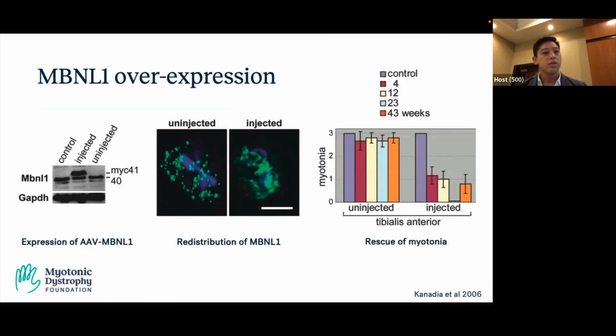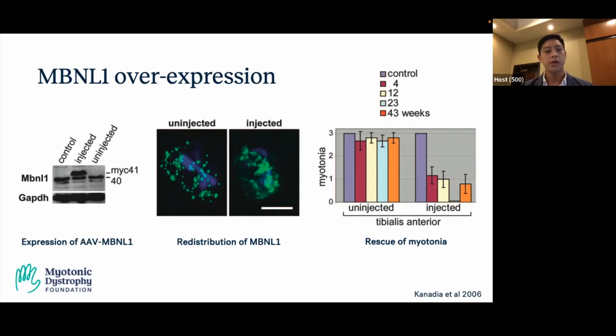What you can see here is the exogenous MBNL by Western blot in that middle lane. It runs a little bit higher due to the Myc tag. Then there is a redistribution of muscle-blind in nuclei, going from something quite punctate, sequestered on the repeat foci, to something a little more diffuse and perhaps soluble. They were also able to see a nice myotonia rescue in the tibialis anterior when they assayed that.